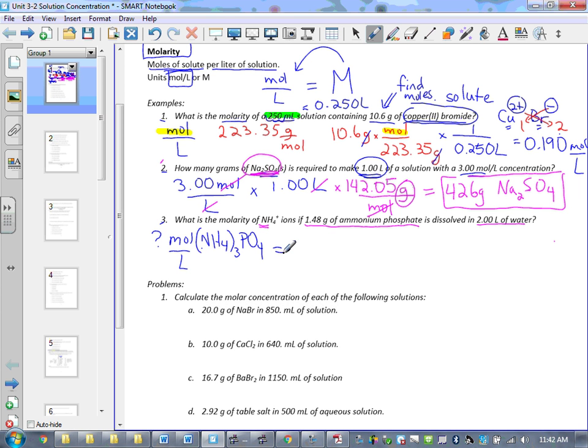So on our top, we want to have moles. So we're going to take our 1.48 grams, and we want to convert that 1.48 grams of ammonium phosphate to moles.